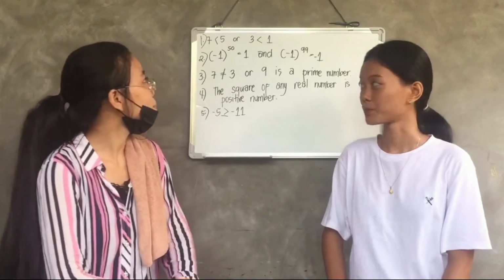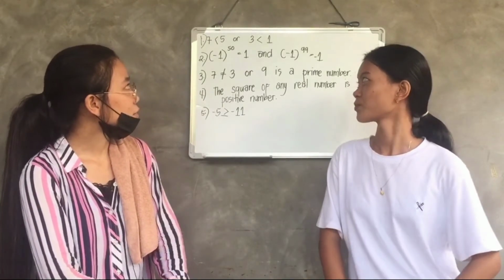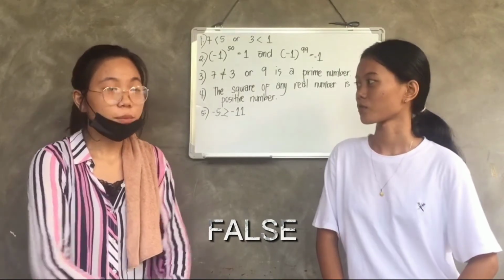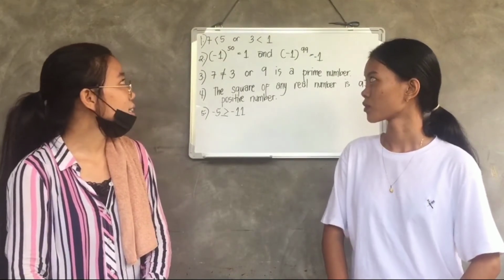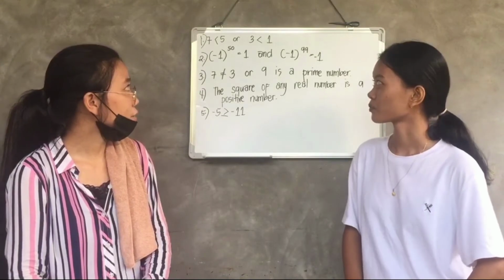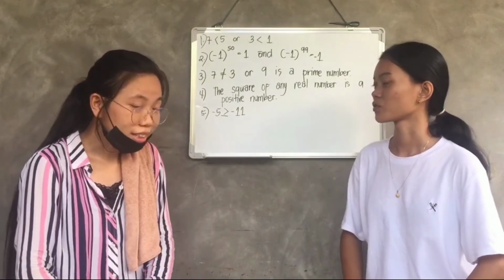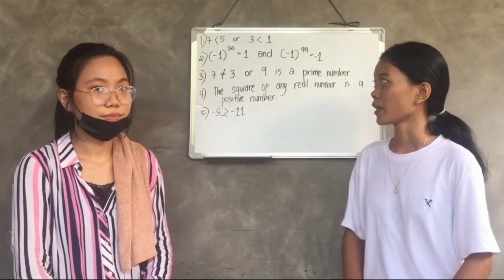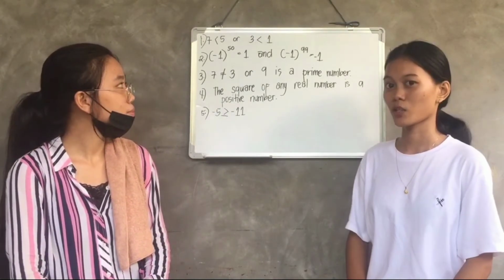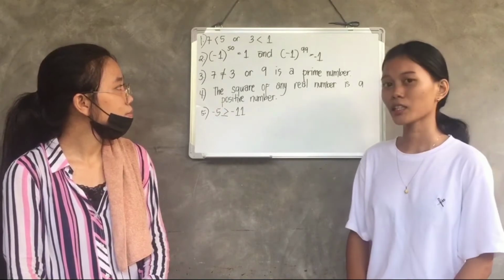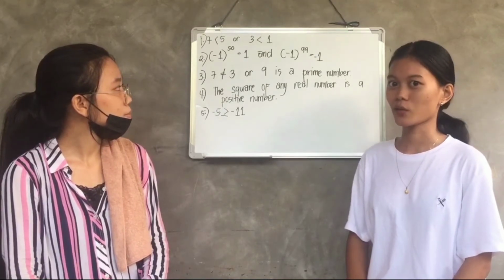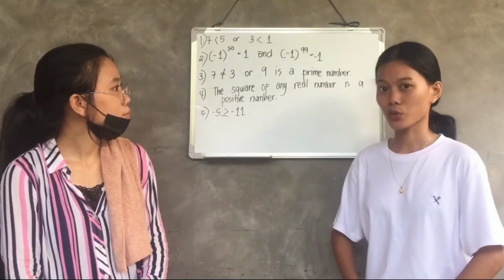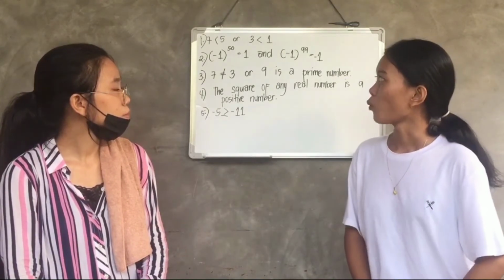Example number 1. 7 is less than 5 or 3 is less than 1. The answer of this is false because the true answer is 7 is greater than 5 and 3 is greater than 1. Number 2 example. Negative 1 raised to 50 is equal to 1, and negative 1 raised to 99 is equal to negative 1. This statement is true. Why?